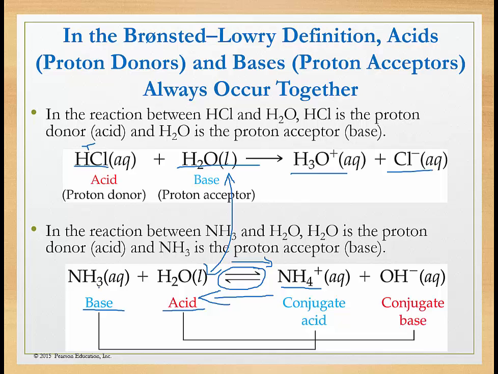Ammonium is the conjugate acid of the base ammonia. Hydroxide is going to be the one that accepts the proton from the ammonium. So it is known as the conjugate base because it is what is formed from the loss of the proton from the acid over here, the water. So I have another acid-base pair, acid with its conjugate base.